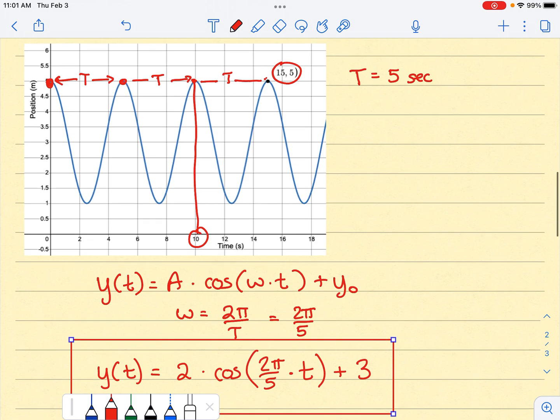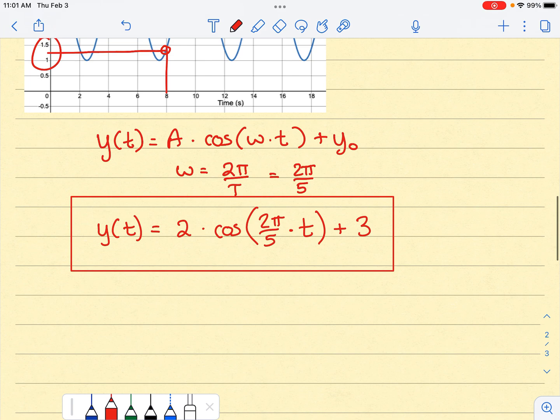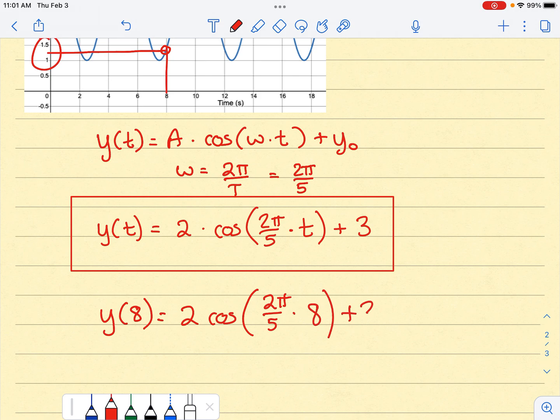Now, once you have the function, you can do all kinds of things. For example, suppose I asked you to tell me what is the position of the oscillator at 8 seconds. So at 8 seconds, we want to know where this oscillator is. We're thinking about this point right here when t equals 8 seconds. I can tell that it's somewhere between 1 and 1.5, but I don't know very carefully. I need to use the function. So I can plug that in. The position of the oscillator at 8 seconds is going to be 2 times the cosine of 2 pi over 5 times the time, which is 8 seconds, plus 3.